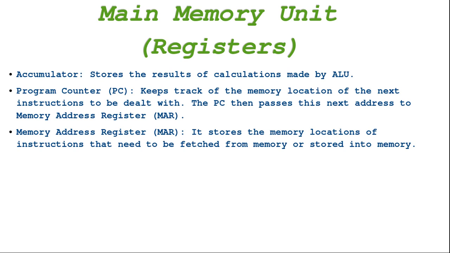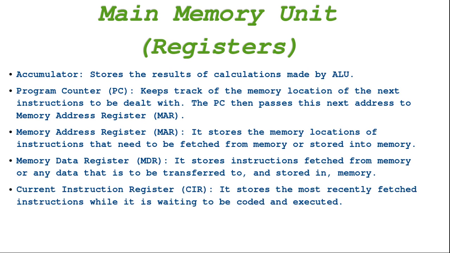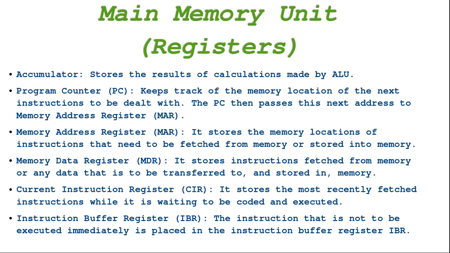Memory address register, MAR. It stores the memory locations of instructions that need to be fetched from memory or stored into memory. Memory data register, MDR. It stores instructions fetched from memory or any data that is to be transferred to and stored in memory. Current instruction register, CIR. It stores the most recently fetched instructions while it is waiting to be decoded and executed. Instruction buffer register, IBR. The instruction that is not to be executed immediately is placed in the instruction buffer register.